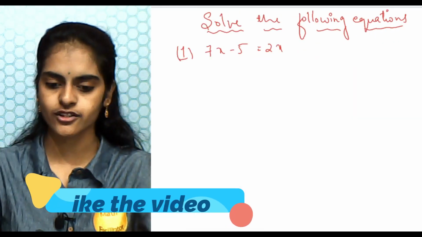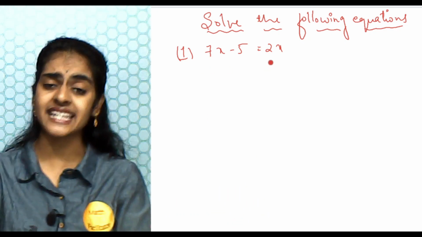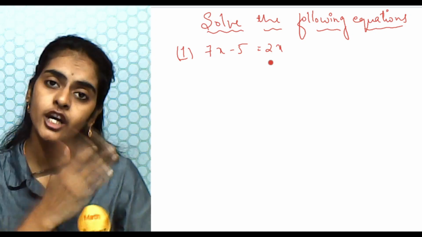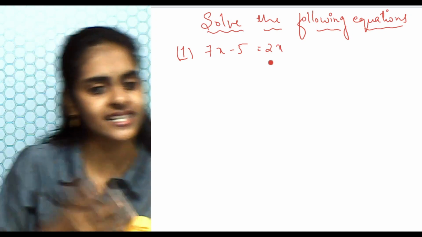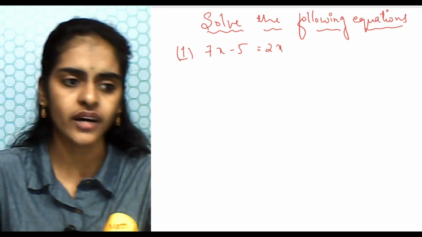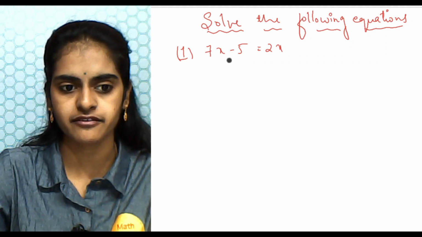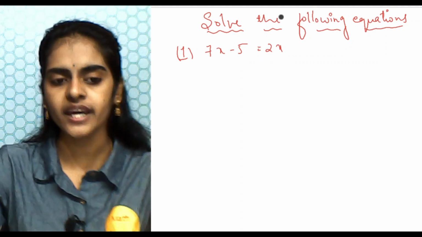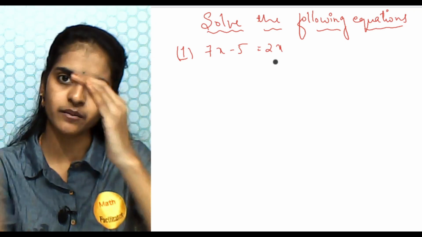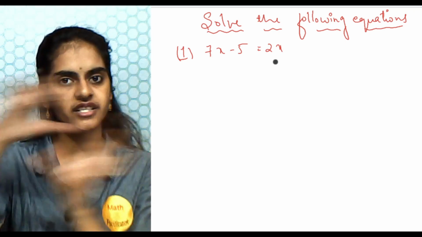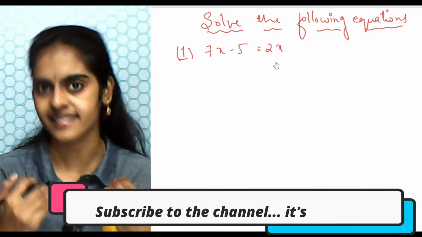So let us solve this exercise now. In this exercise, you will have variables on two sides of the equation, both in LHS and RHS. So let us see how we can solve that. Firstly, you have 7x minus 5 equal to 2x. When you have something like this, you will take all the variables to LHS and all the constants to RHS. This is what we are going to do in the entire exercise.